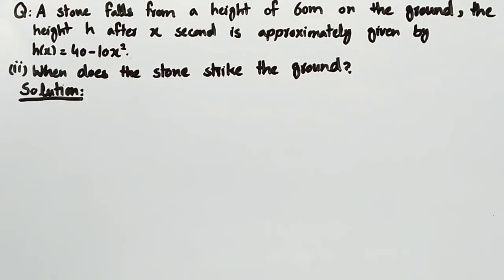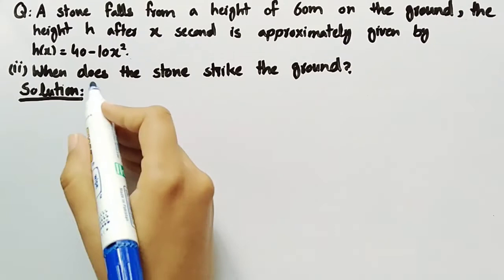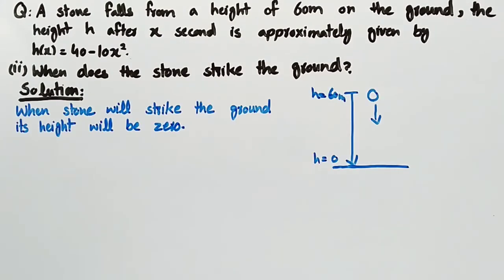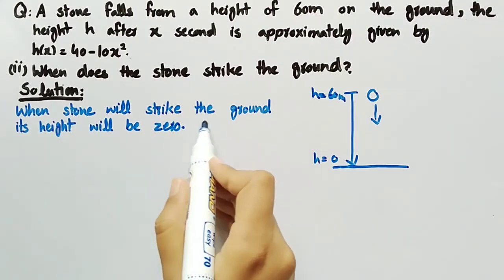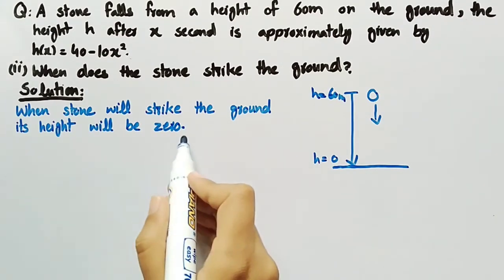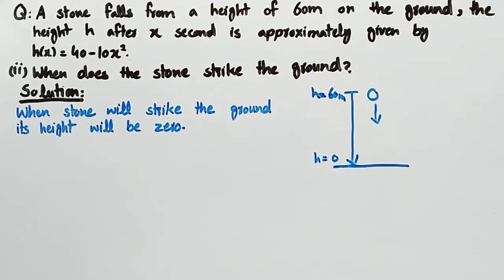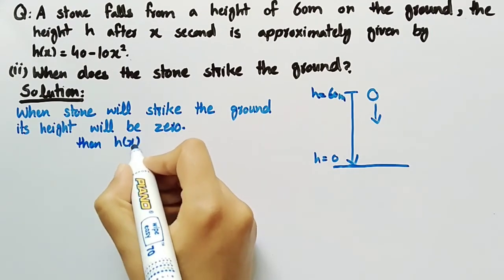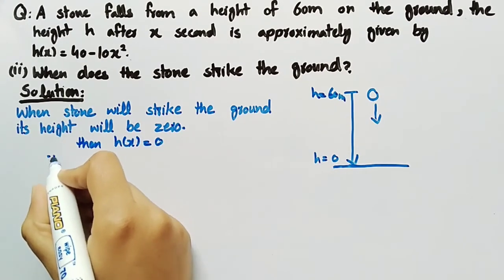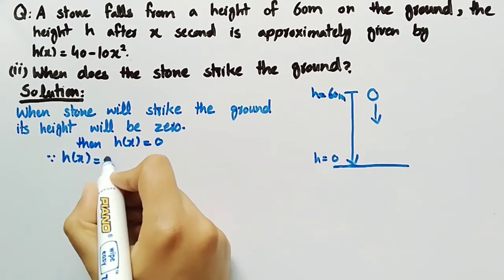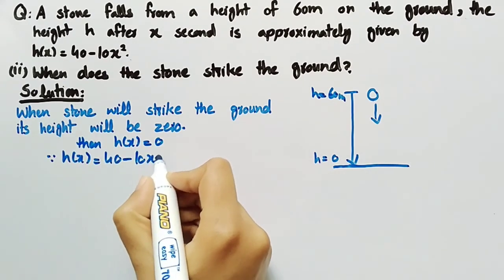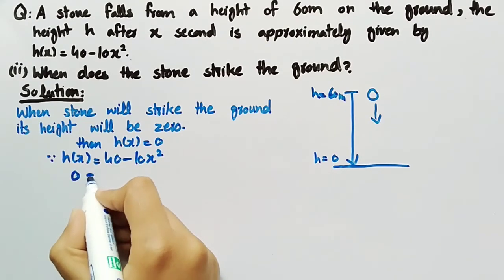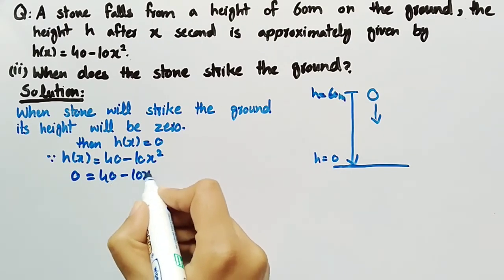Now we will solve the second part, that is, when does the stone strike the ground. It is common sense that when the stone strikes the ground, its height will be 0. When its height is 0, we can write h(x) = 0. Since h(x) = 40 - 10x², by replacing h(x) by 0, we get 0 = 40 - 10x².